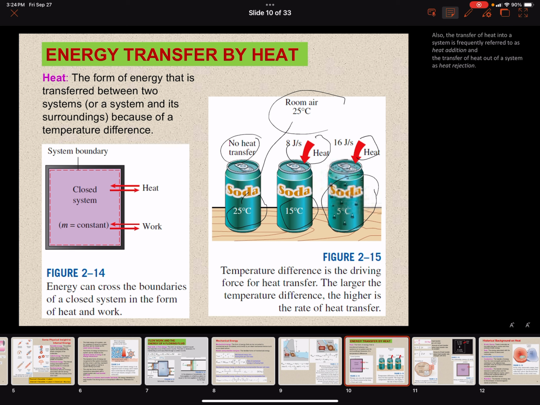Also, the transfer of heat into a system is frequently referred to as heat addition. So when heat is going in, it is heat addition, and the transfer of heat out of the system is heat rejection.